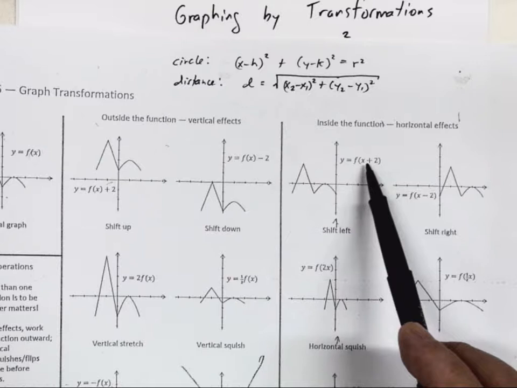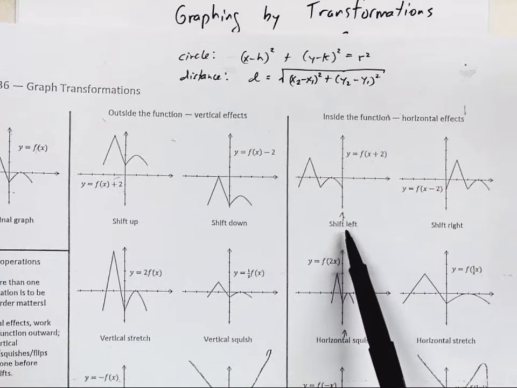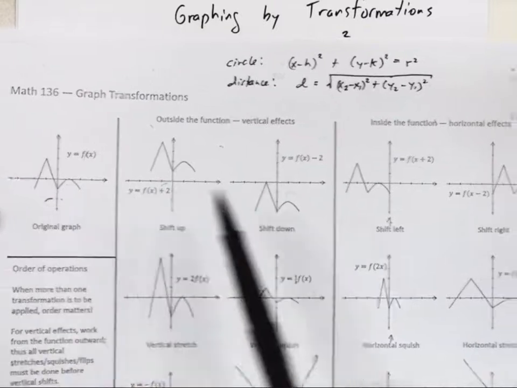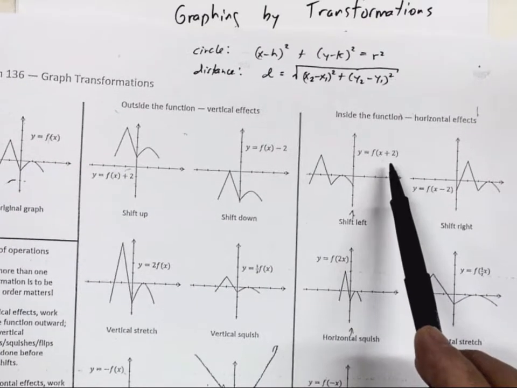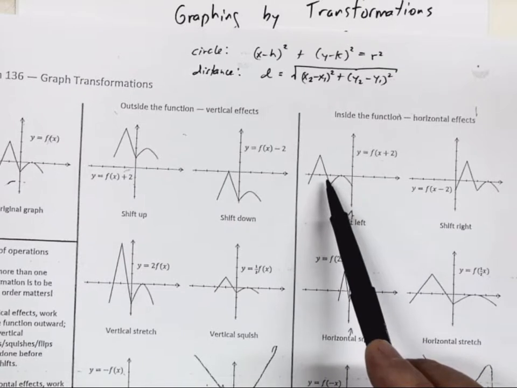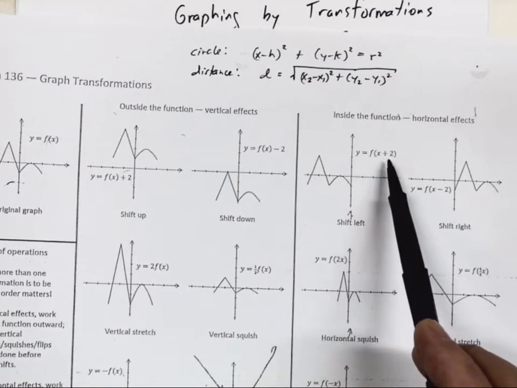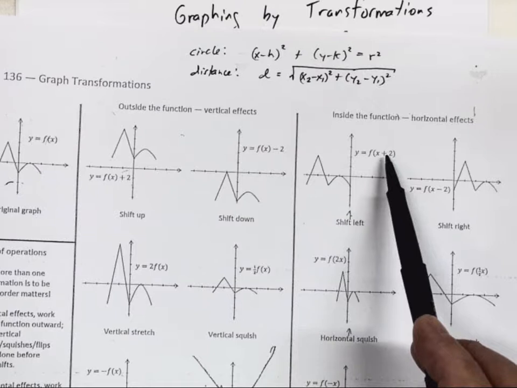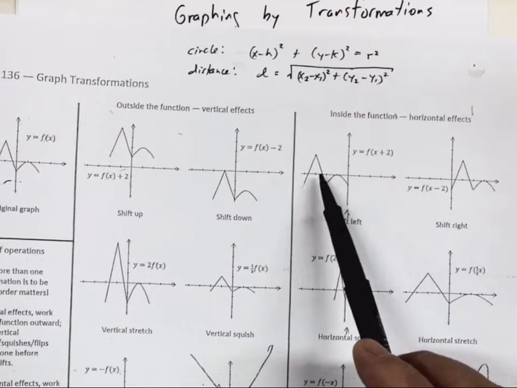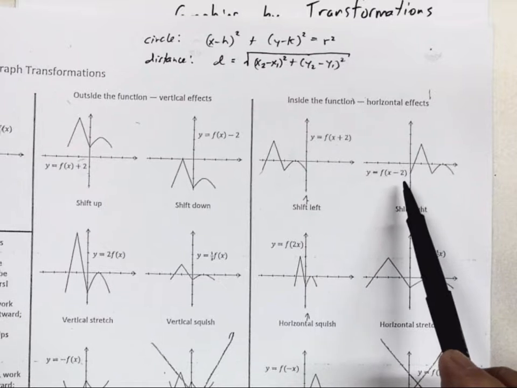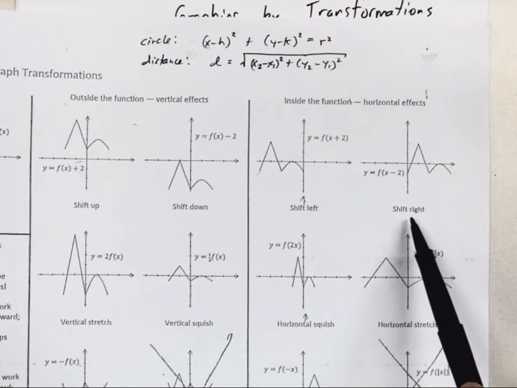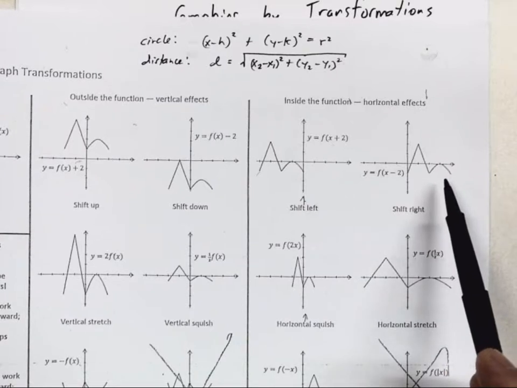In this case, if you add 2 to x, what's the effect? It shifts it left. Here's the original graph. When they added 2 to the x inside the function, it moved the whole function 2 to the left. Sort of the opposite. Maybe you think if you add positive 2 to x, it moves it to the right, but it's sort of backwards and moves it to the left. And look what happens if you happen to subtract 2 from x. That causes it to move to the right.